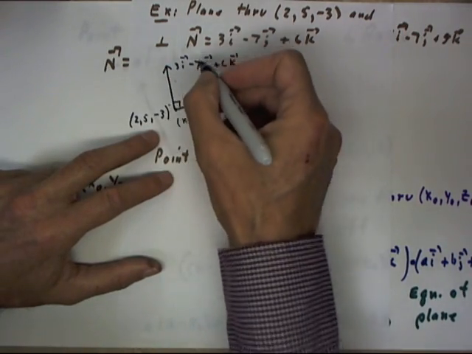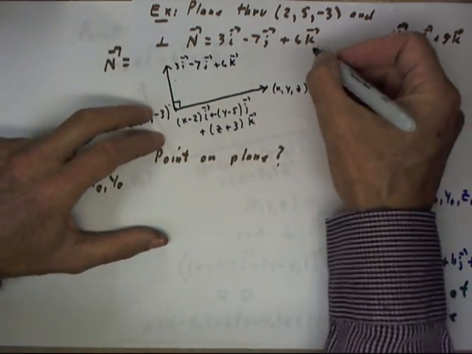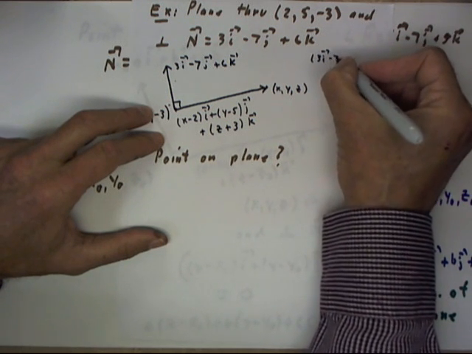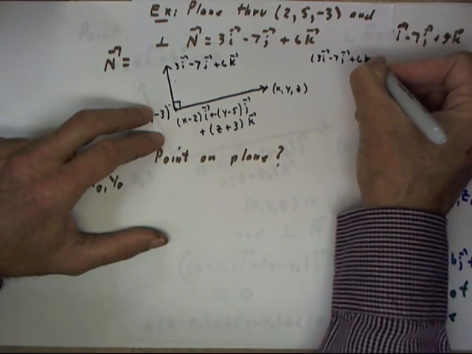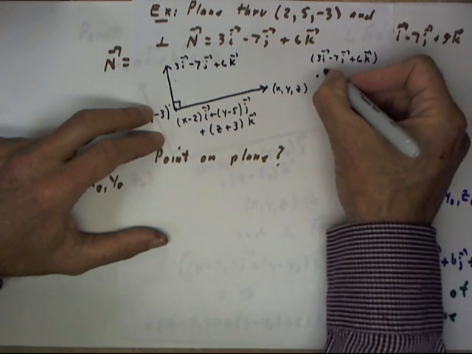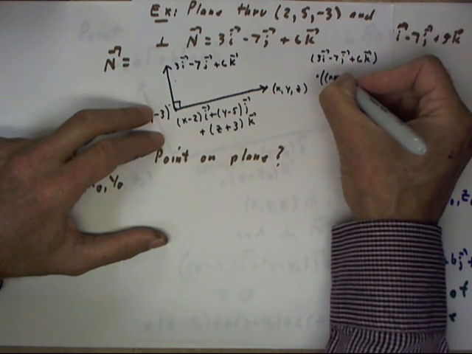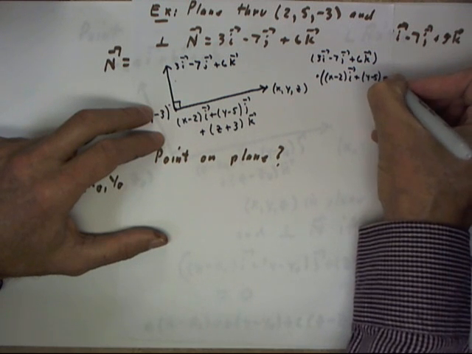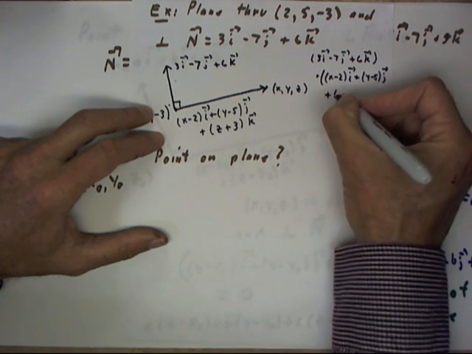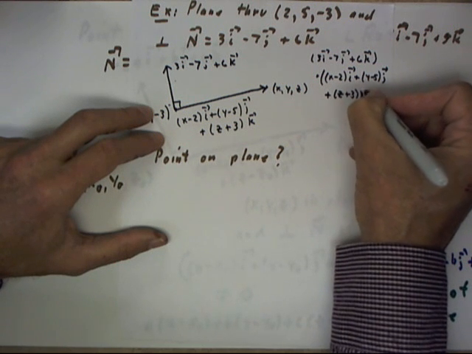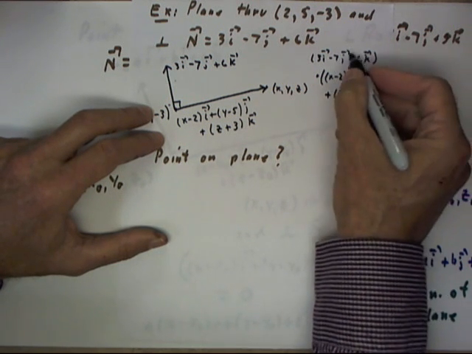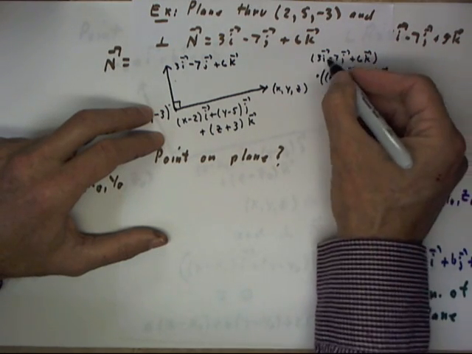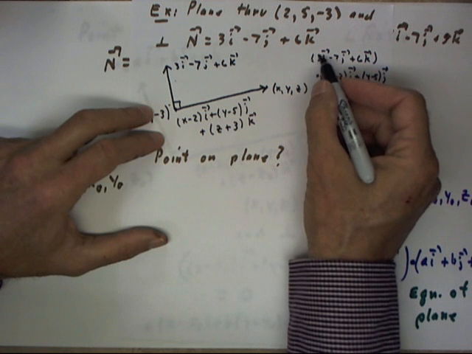So by taking the dot product of these two vectors, we're going to say that 3i minus 7j plus 6k, dotted with our vector x minus 2 i plus y minus 5 j plus z plus 3 k. These two vectors are perpendicular if this is equal to 0, giving us the equation of the plane.